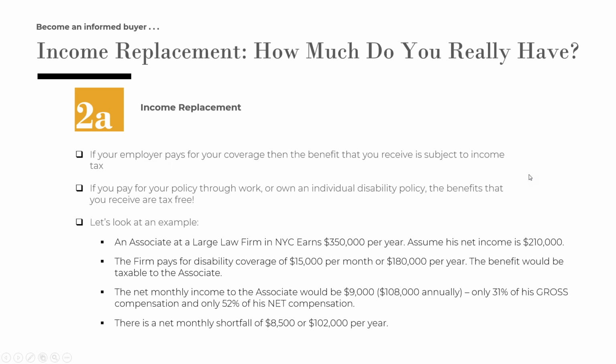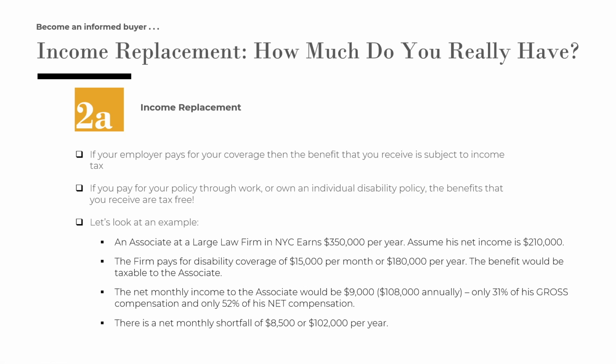Moving forward here, income replacement. How much do you really have, right? Again, if your employer pays for the coverage, then the benefit that you receive is going to be income taxable. Many people don't know that. Really important to understand that. If you pay for your policy through work, or if you own your individual policy, that benefit is going to be tax-free. That's a game changer.